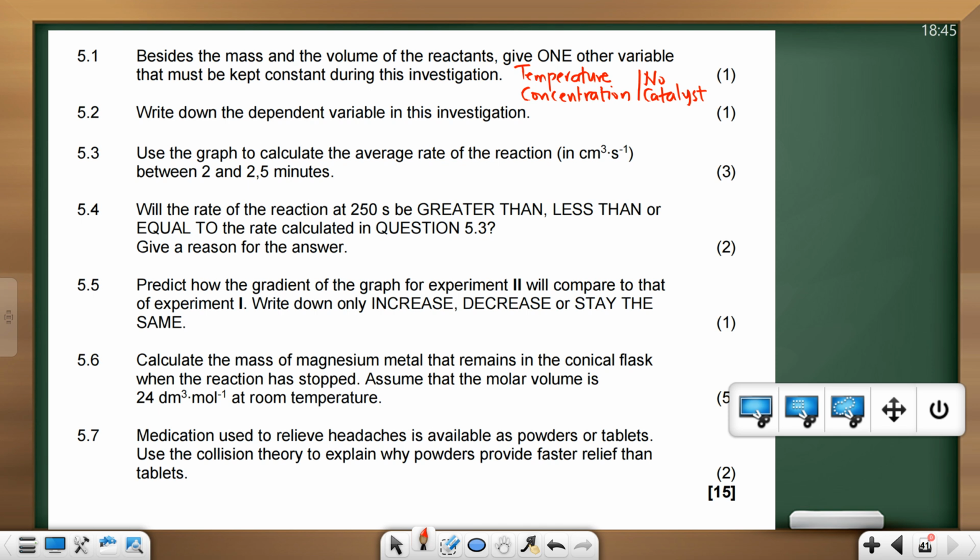Okay. Write down the dependent variable. Guys, in this topic, all of these factors are used to test what? Rate of reaction. So rate of reaction depends on temperature, on concentration, on catalyst, on whatever it is. So what's our dependent variable? Rate of reaction, throughout.